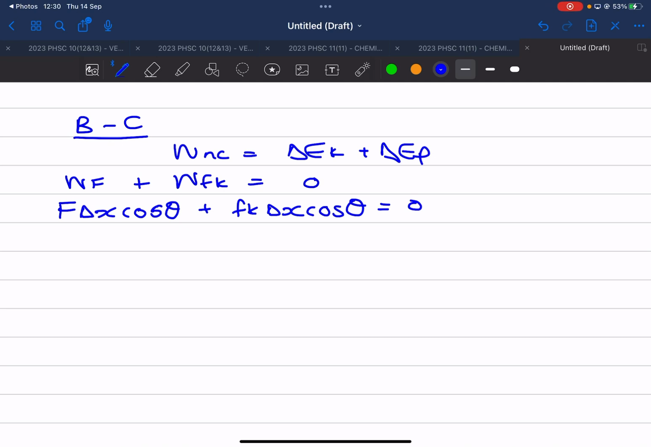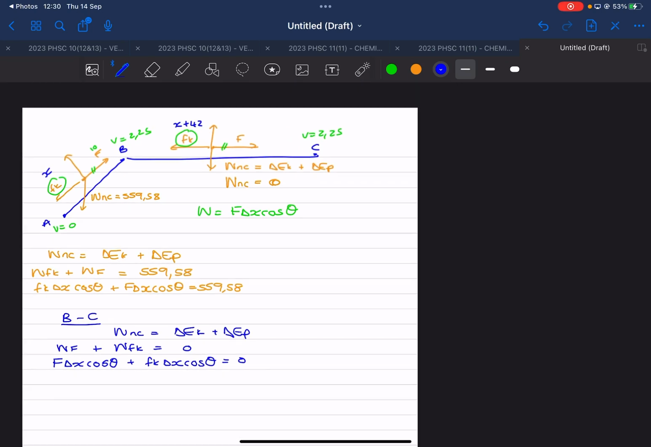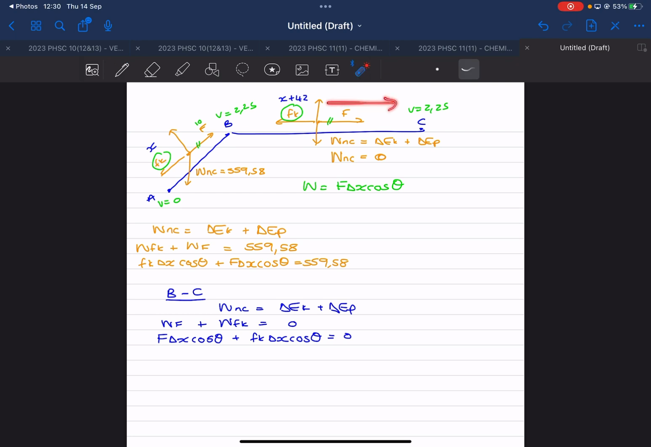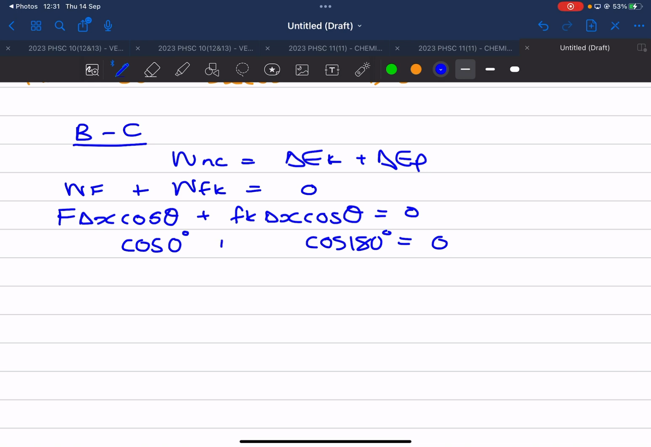Okay, maar ons het nog steeds nie 'n waarde nie van F en Fk nie. Let's not worry about that. Okay, kom ons kyk gou. The object is moving in that direction. Okay, so then F will be cos 0 degrees and Fk will be cos 180 degrees. Okay, this distance, do we know what it is? Het hulle gesê daarso? Nee. Okay, wat ek nog gesê het, plus x plus x.